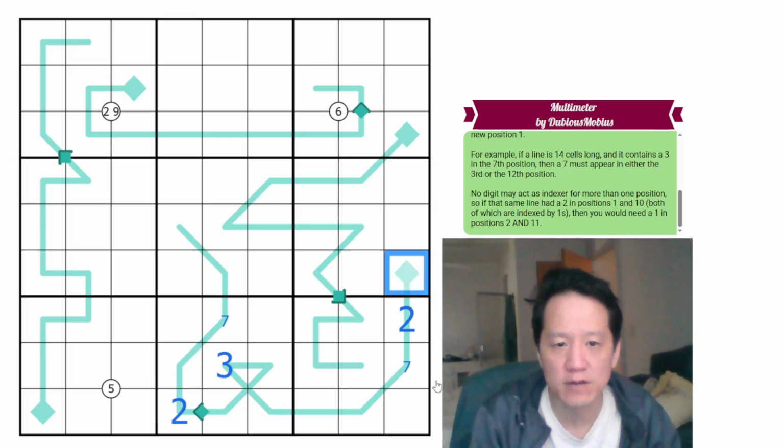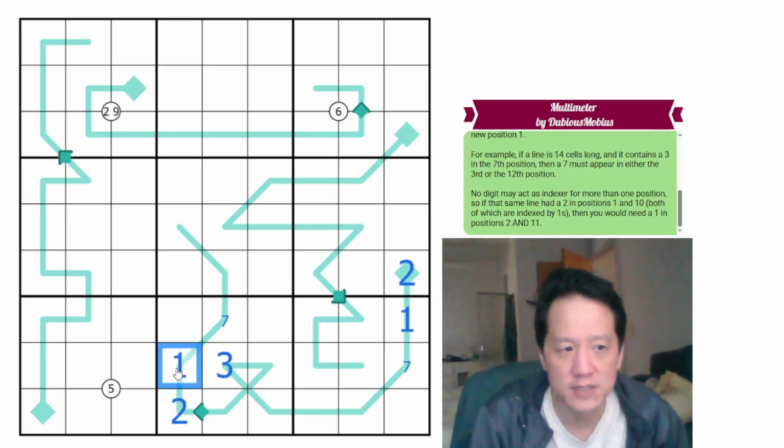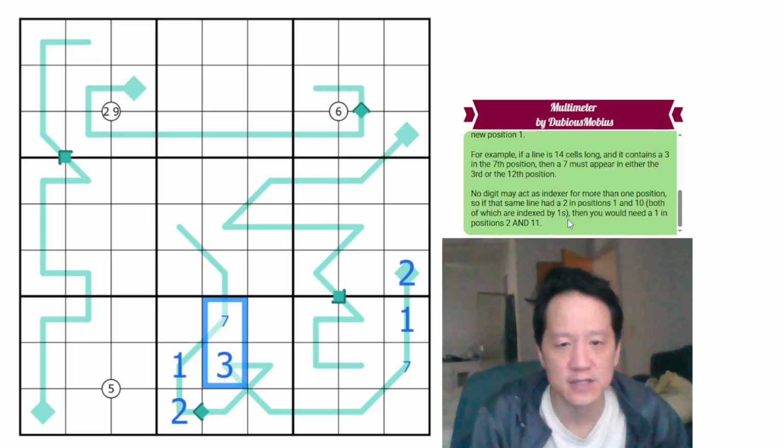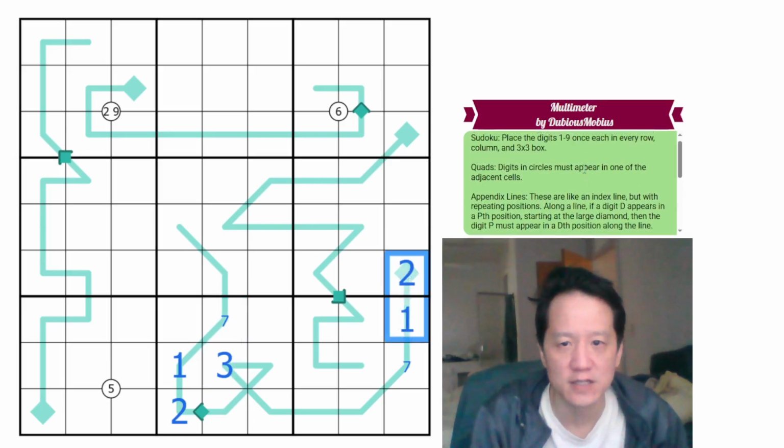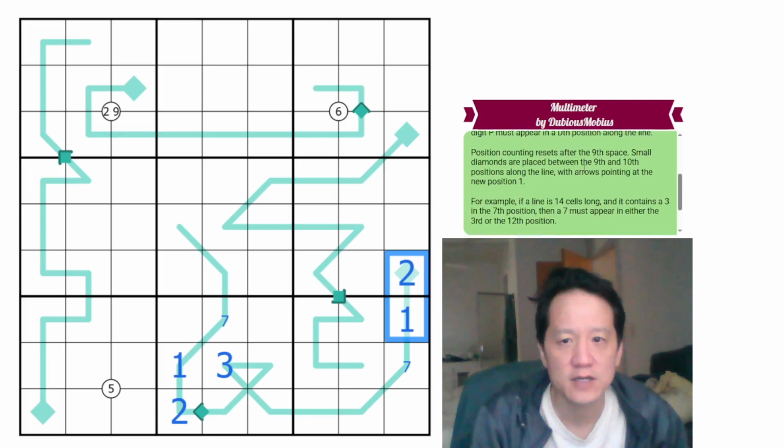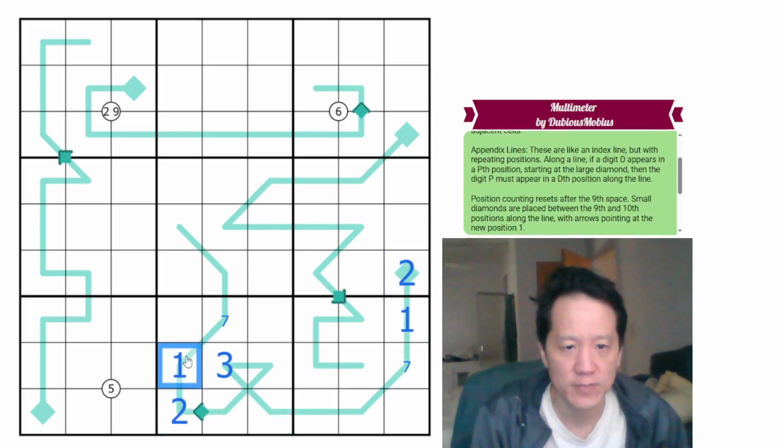Sorry, this is 2 and this is 2. So if you had 2 in the 1st and the 10th positions, both of which are indexed by 1, you would need a 1 in positions 2 and 11, because that says there's a 2 in the first spot in one area, and there's a 2 in the first spot in this other area. So these appendix lines are essentially index lines, but with potentially repeats, right?